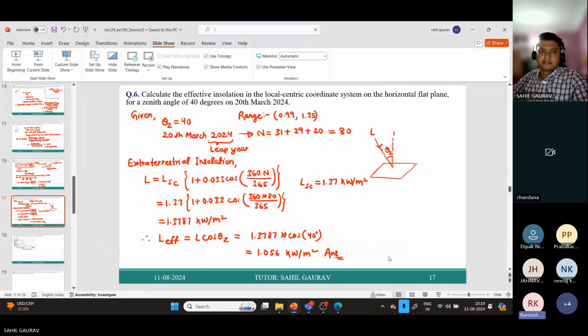Actually, in this question, how to understand this question? We have to find out the extraterrestrial insolation, because there is no mention of it in the question. They are telling about the effective insolation. Effective insolation means that is normal to this horizontal flat plane, and this zenith angle is given. So how can we find this effective insolation? To find the effective insolation, we need to find this extraterrestrial insolation.